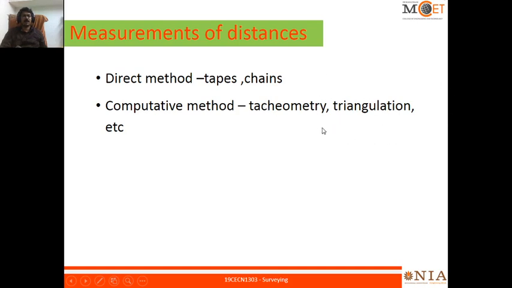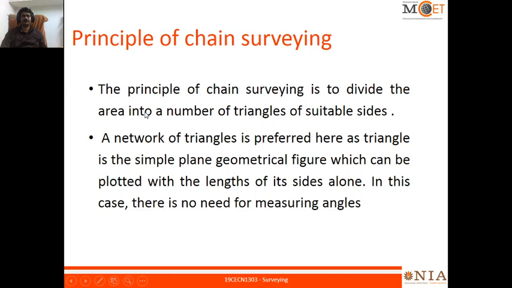Triangulation, again we are dividing the larger area into small triangular units, such that I can easily calculate the area. How to calculate the area using a triangle? We can measure the 3-side distance. With respect to that distance, we can calculate the area. So these are the methods that can be used. So then, what is the principle of chain surveying? It is to divide the area into number of triangles. Already we have said triangulation.